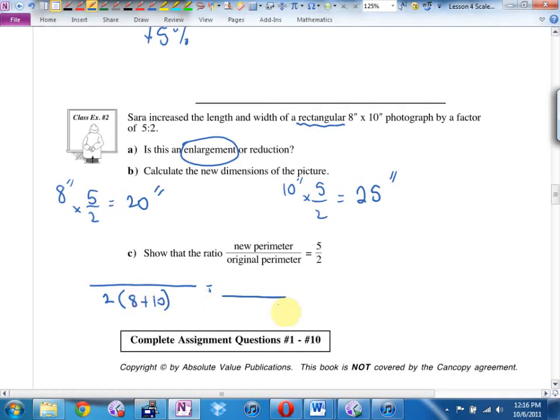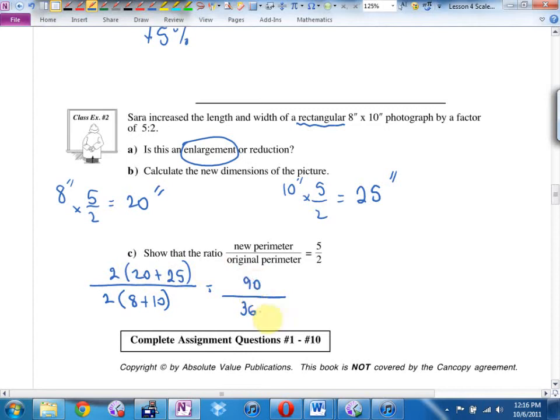I agree. And the new perimeter would be new length plus new width times 2. 20 plus 25 is 45 times 2 is... Now, does that reduce to 5 over 2?